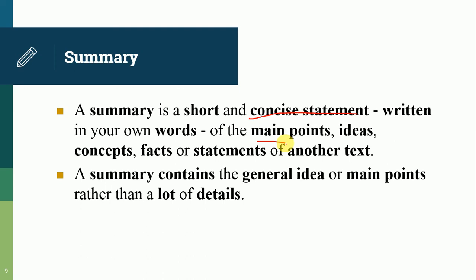A summary contains the general idea or main points rather than a lot of details. It doesn't go into detail. Summary is never written in details. It just follows the general idea of your project or your thesis or your research, or main points rather than a lot of details. So it just highlights the main points. It focuses on the general idea, on the main idea, rather than following the details. So the main point should be there.